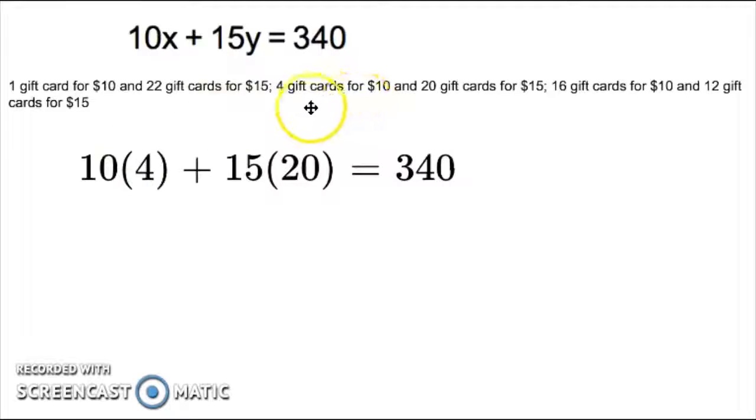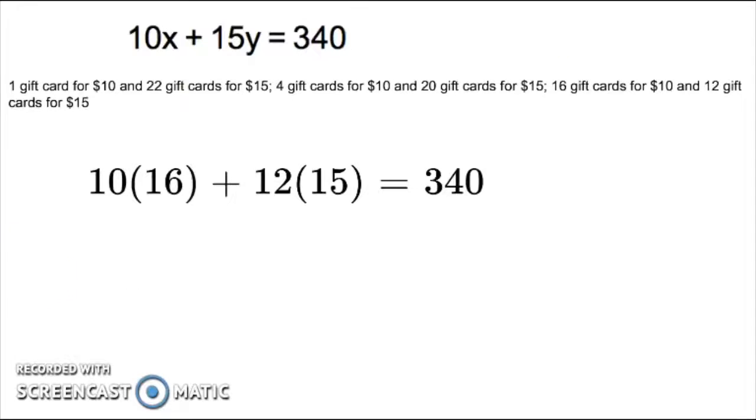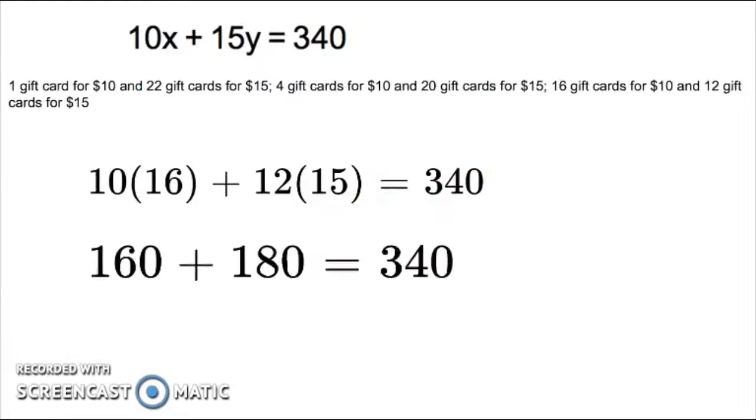Now I'm going to do the second situation. It's 4 gift cards for $10 and 20 gift cards for $15. So multiply up. 10 times 4 is 40, and 15 times 20 is 300. Add them up, I get 340, which is how much I spent. The third one, 16 gift cards for 10 and 12 gift cards for 15 would equal 340. 10 times 16 is 160, and 12 times 15 is 180. Add them up, you get 340. So that is my third possible combination.